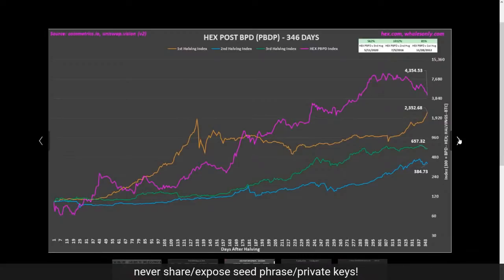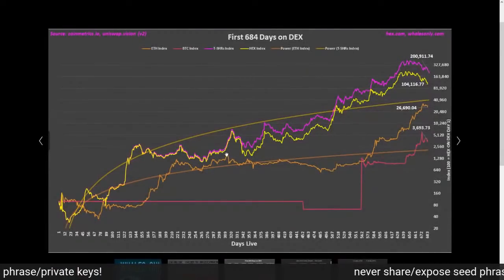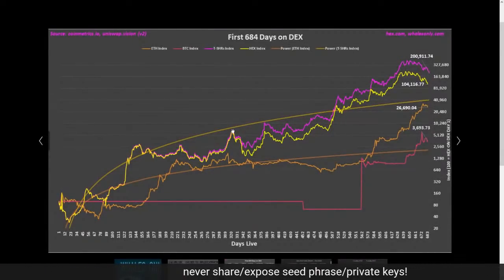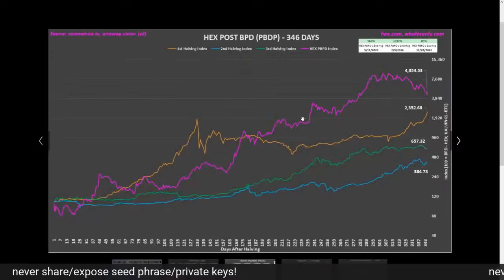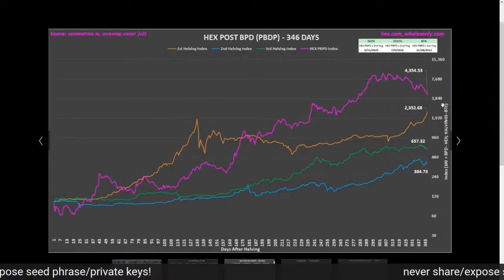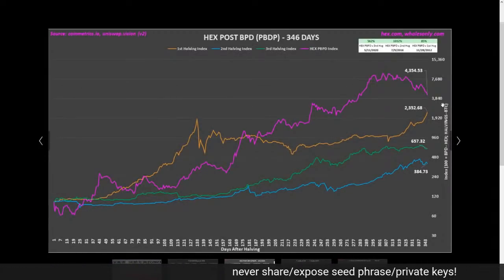So here we have Hex post big payday. And as you guys just saw, market ran up, right, into big payday, or into the first day of November before big payday, and then it sold off. And then it's just been nonstop up ever since, right? And this is what we're seeing on this chart. But right now we're down to 4,354 on the index for Hex post big payday, which is kind of crazy.